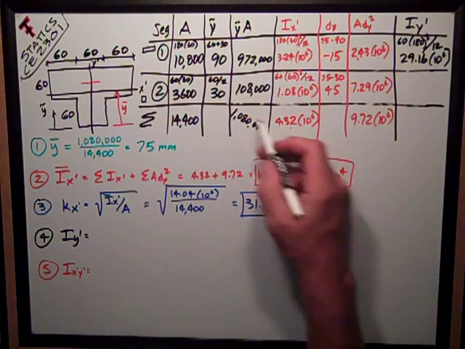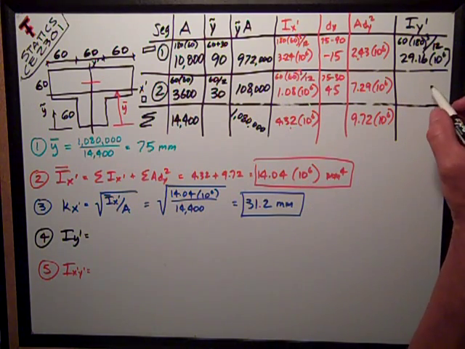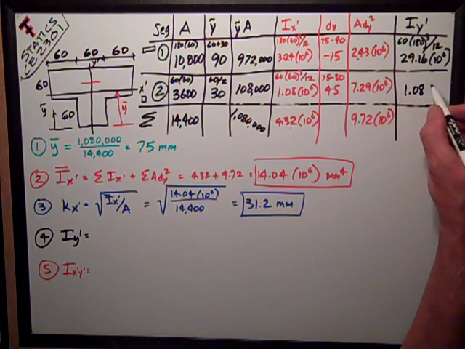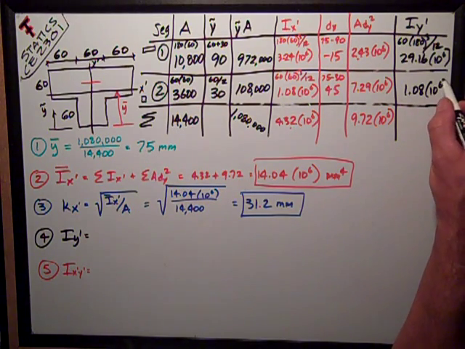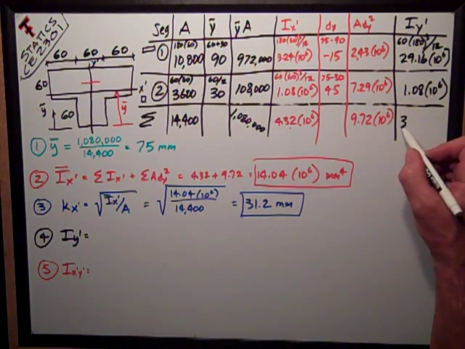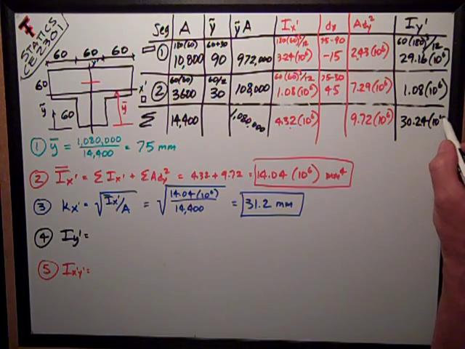For the square, it's the same exact number. 60 times 60 cubed, because it's a square, divided by 12. So it's 1.08 times 10 to the 6th. Add those two numbers up. I get 30.24 times 10 to the 6th.